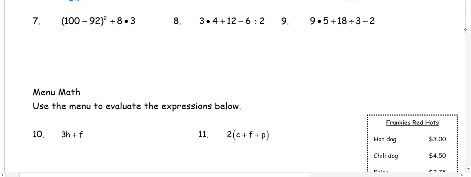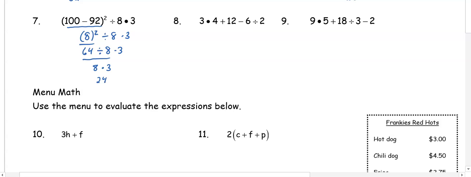In number 7, we have parentheses 100 minus 92 squared divided by 8 times 3. So 100 minus 92 is 8. So we have 8 squared divided by 8 times 3. Our next step is the exponent. So 8 squared is 8 times 8, which is 64, divided by 8 times 3. Just like in the last problem, we're going to do division first because that comes first from left to right. So when we divide by 8, we go back to 8 times 3, which is 24.